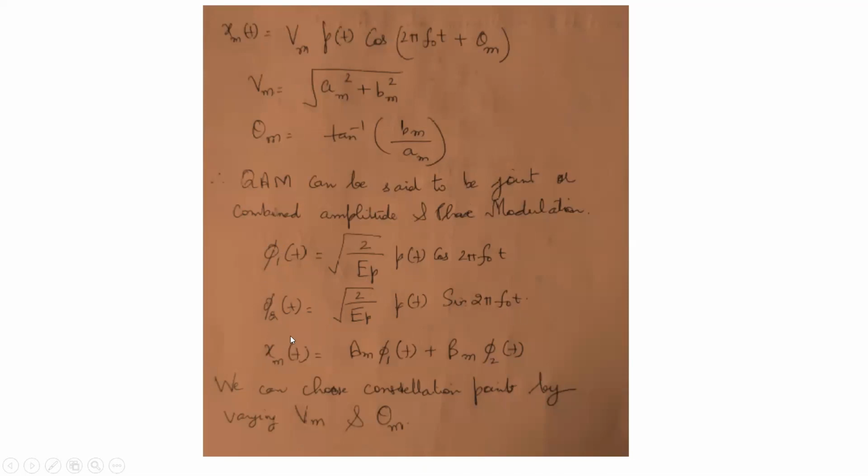So with 2 basis functions, my modulated signal will be expressed as Am phi1(t) plus Bm phi2(t), as I defined in the case of phase shift keying, but the only difference is that we can choose constellation points by varying Vm also. Vm is the magnitude of the complex number generated by Am plus j Bm. So constellation points are decided by varying Vm also and theta m also. But in the case of phase shift keying, the constellation points were generated only by varying theta m. In pulse amplitude modulation, the constellation points were generated by only varying the amplitude.